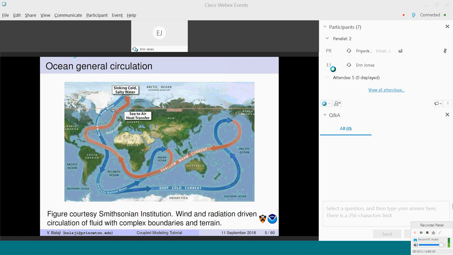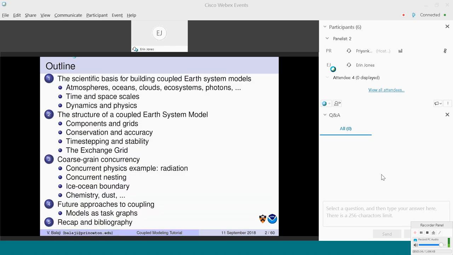Both the atmosphere and the ocean circulation are trying to redistribute heat that's coming in at the equator and leaving at the poles. And there is coupling between the two, because the wind drives the ocean circulation, and the distribution of temperatures in the ocean contributes to the heating of the atmosphere. So you can already see where the coupling comes in between the ocean and the atmosphere.